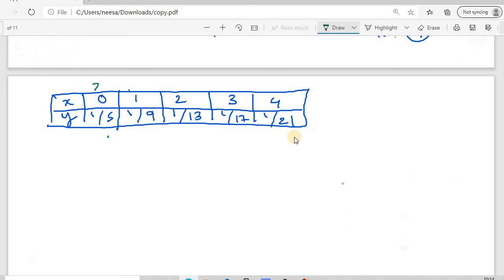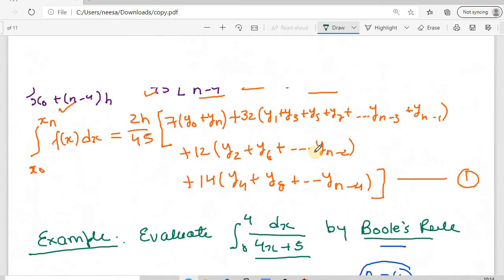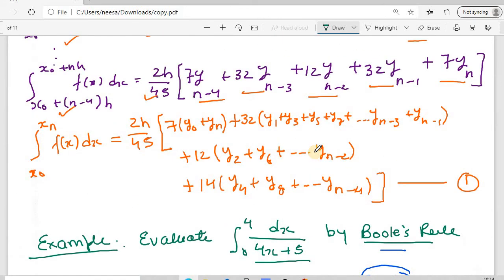Now we can see that here this is x0, this will be x1, this will be x2, this will be x3, this will be x4. And respectively, this will be y0, this is y1, this is y2, y3, and this is y4. Now we'll simply use that Boole's rule. So we can see this is Boole's rule we have already defined, and we'll get the value of the integral.